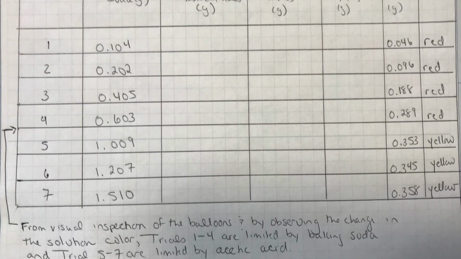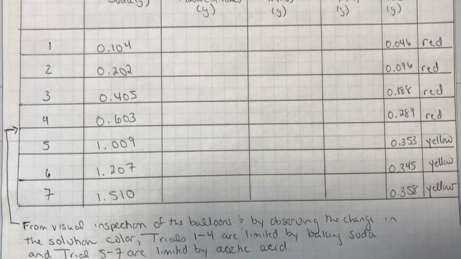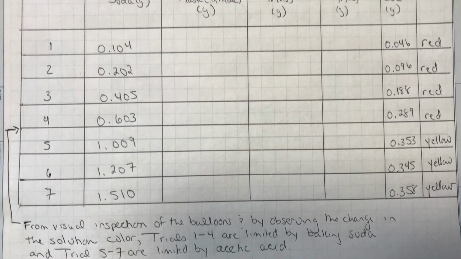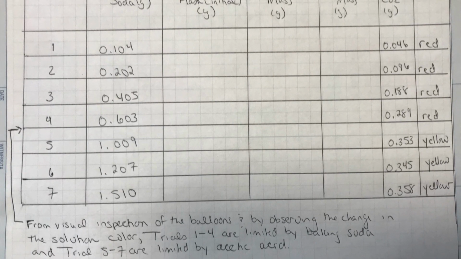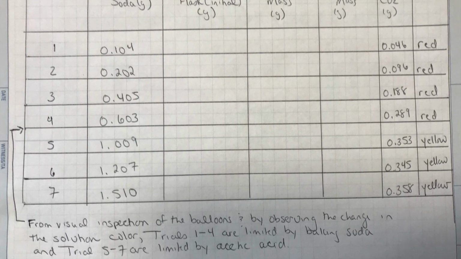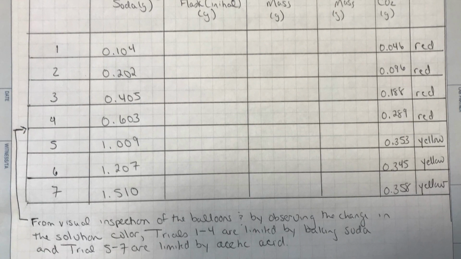The purpose of this video is to show you how to graph your limiting reactant data. What you see here is a copy of a data table. I have not filled in columns 3, 4, and 5, even though you will have those filled in. You need that data in order to calculate column 6. But when you go to make your graph, you're only using the data from column 2 and from column 6.